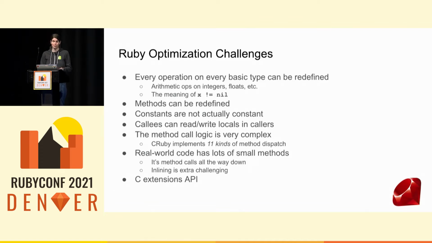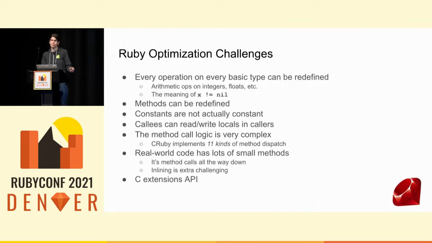With the bindings object, sometimes you have callees that can read and write variables inside of callers. The logic for method calls in Ruby is very complex. If you look at Ruby under a microscope, there's 11 different kinds of method dispatch in CRuby. And real-world Ruby code tends to have a lot of small methods. Because there's a lot of small methods, there's not a lot of meat for a just-in-time compiler to optimize in there. And then there's the C extensions API that I'm going to touch on later.